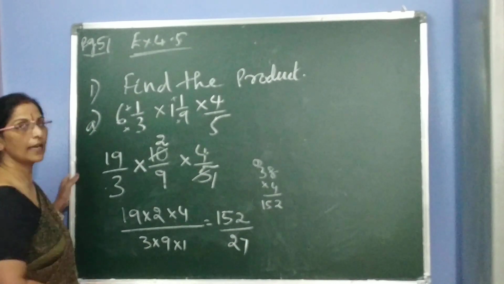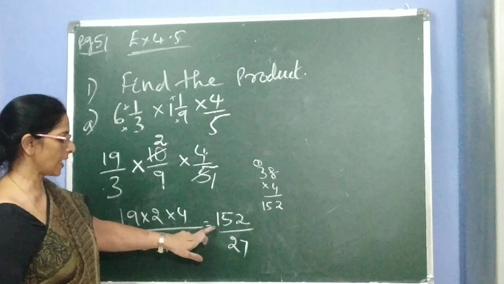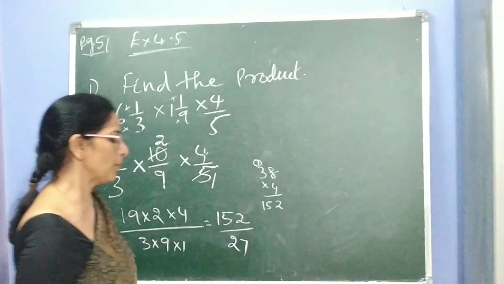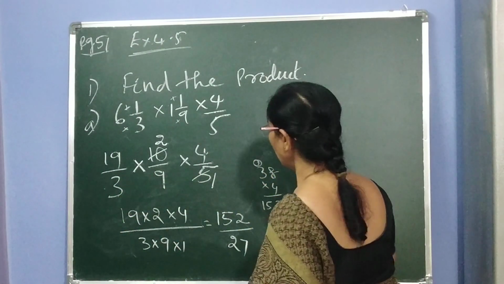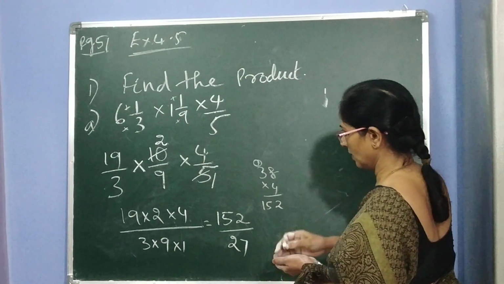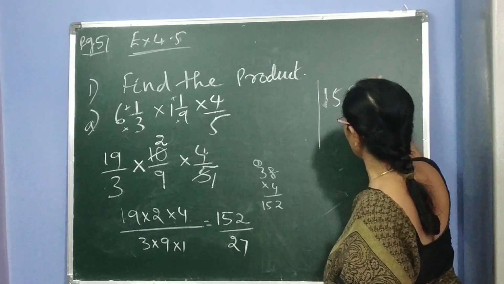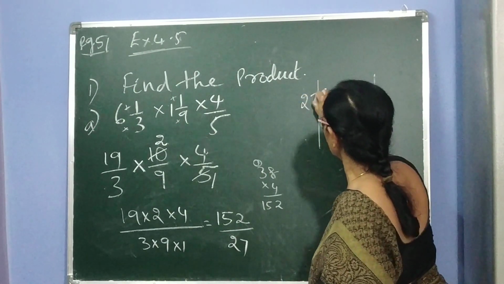It is an improper fraction. An improper fraction should be changed over into a mixed number. How to change that? 152 divided by 27.